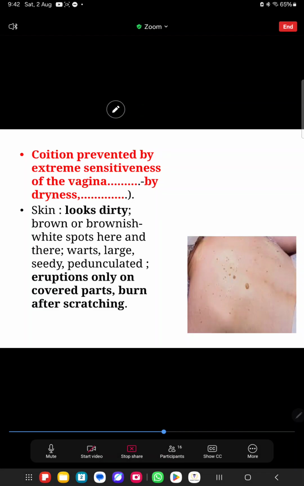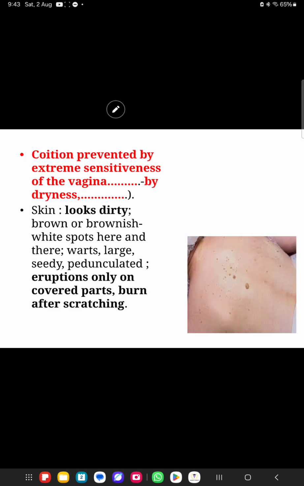Another symptom is coition prevented by extreme sensitiveness of the vagina. Suppose the patient comes to you with so much sensitiveness, with painful intercourse, and if she puts on a pad or anything, it causes so much sensitiveness, then we can think about this medicine.